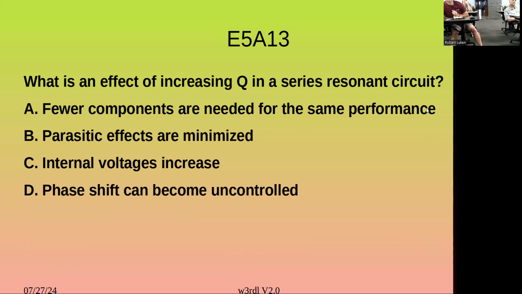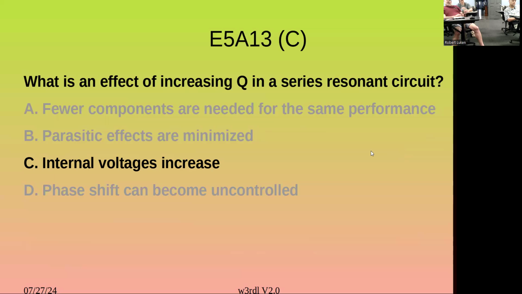What can you eliminate? So phase shift is not it. We haven't even talked about parasitic effects yet. If you had an ideal circuit, you would have... and then the phase shift becomes uncontrolled. And fewer components needed, where'd that come from? Right. So the internal voltages increase. The higher the Q, the higher those voltages will be.